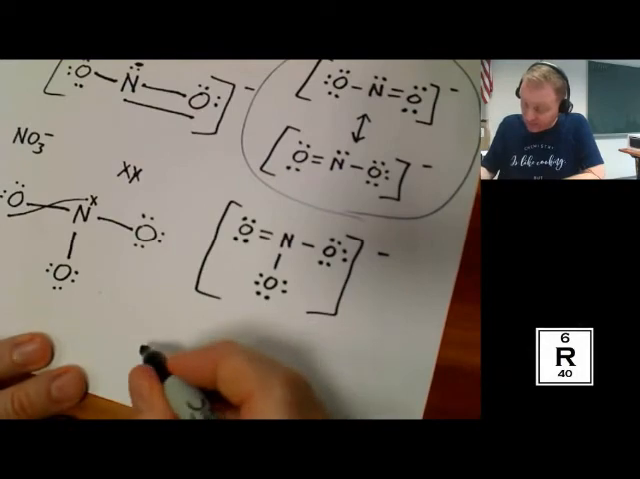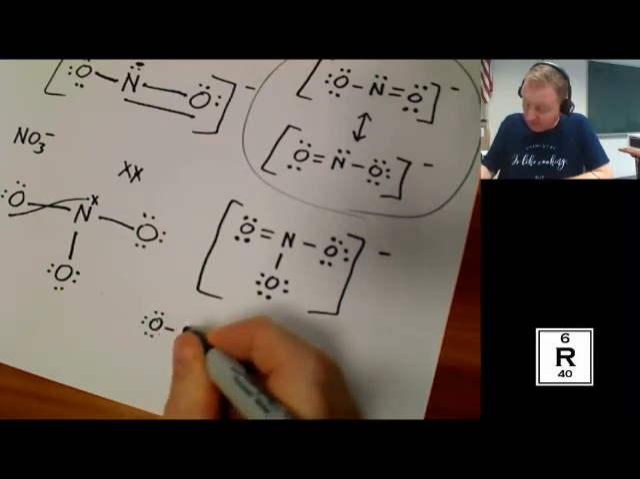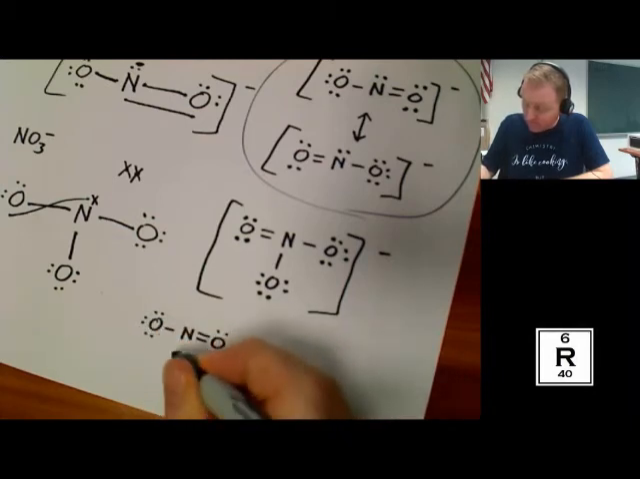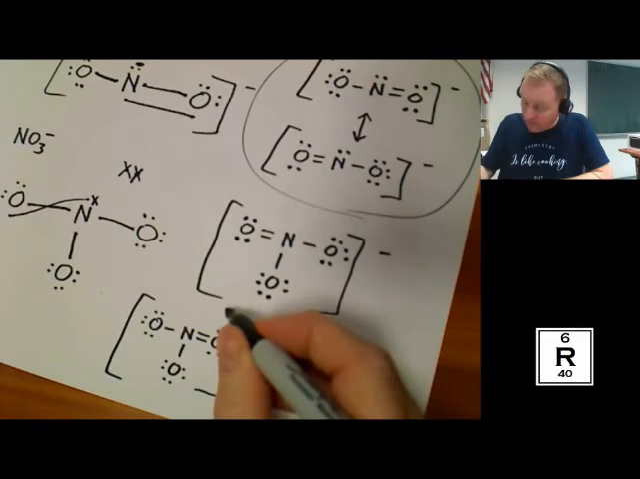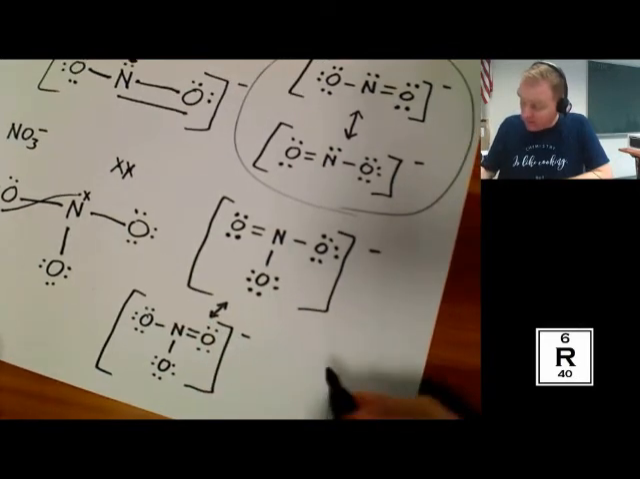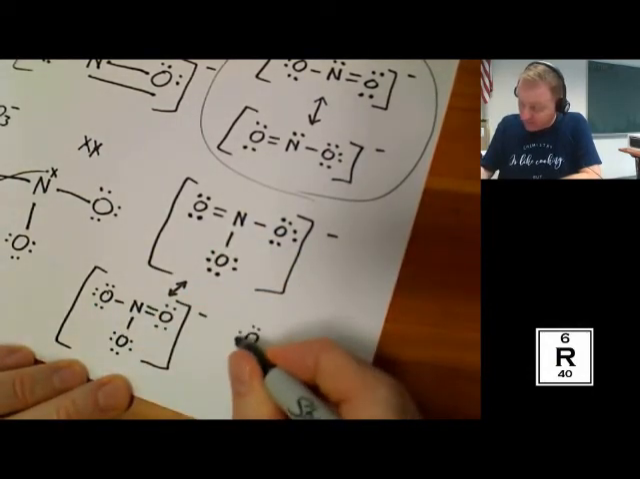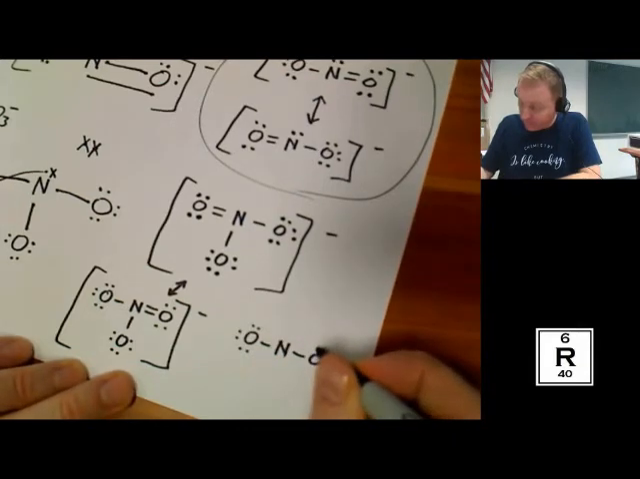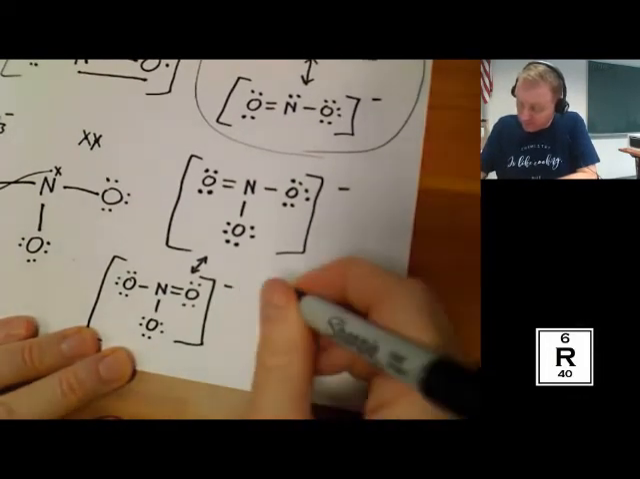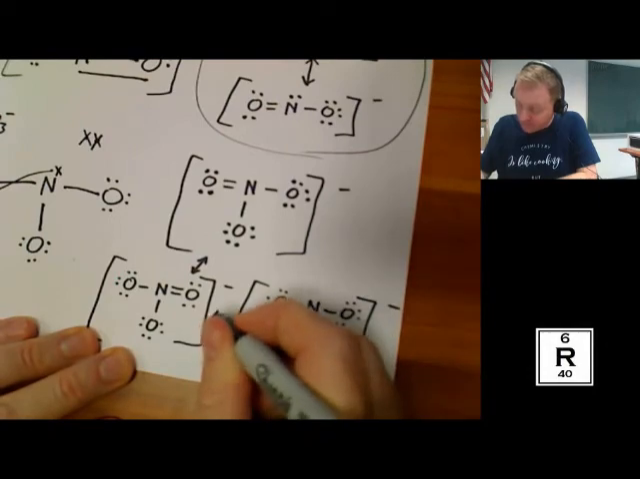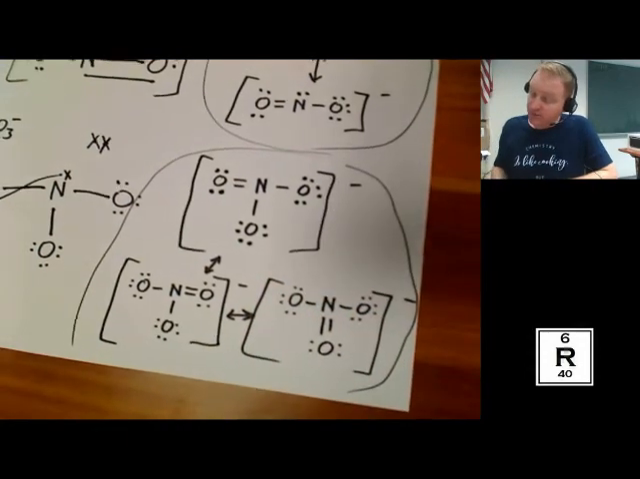I could have also double bonded to the right one. So this is another option. That was another option. And I could have also double bonded down. So that was a third option I could have done. Oxygen down. So all of these were a resonance possibility for nitrate. There were three possibilities there.